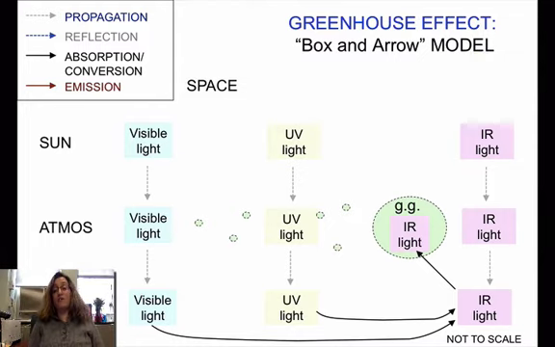That infrared energy that is absorbed by greenhouse gases in the Earth's atmosphere will be re-emitted in all directions, some of it into the atmosphere, some of it back towards Earth's surface to be reabsorbed or reflected, and some of it will be re-emitted to space.